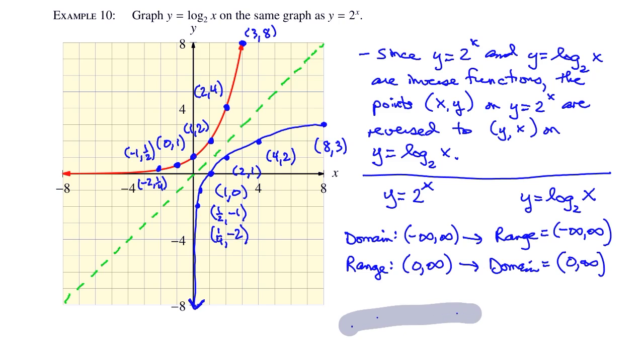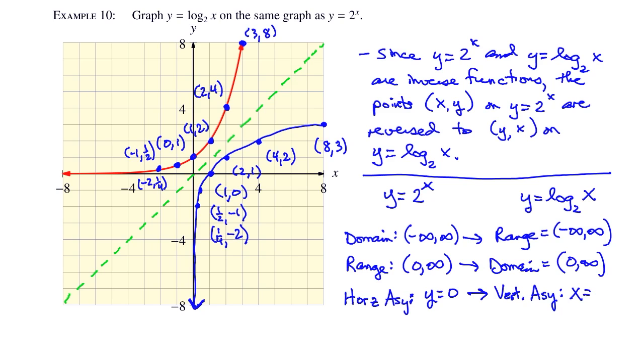Finally, the exponential has a horizontal asymptote at y equals 0. When you switch that over to the inverse, what do you get? You get a vertical asymptote of x equals 0. Again, you're just switching out the x's and the y's.